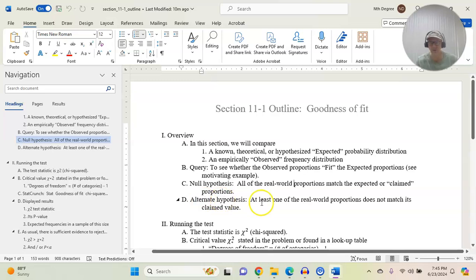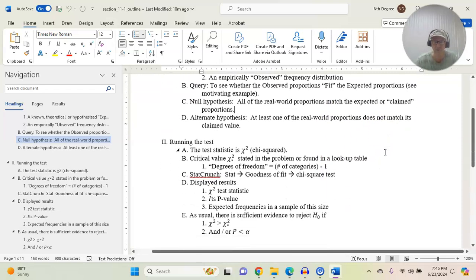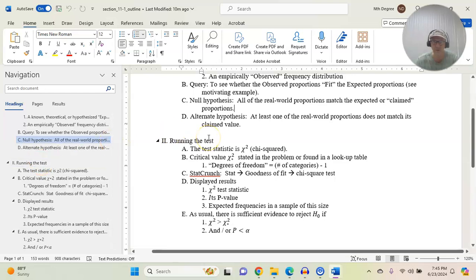The alternate hypothesis is that at least one of those proportions, whether it be the A's, the B's, the C's, or whatnot, does not match its claimed value. So in other words, that would say that some of the grades are under or over represented. Okay, how do we answer the question? We run the test on StatCrunch, of course. The test statistic, it's hard to say, in this type of problem is the chi-squared distribution, which we haven't seen very much before, but we have been introduced to it.